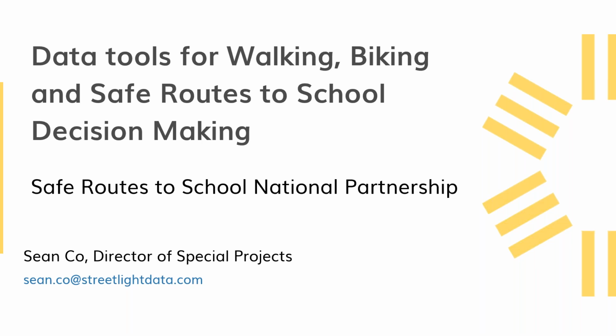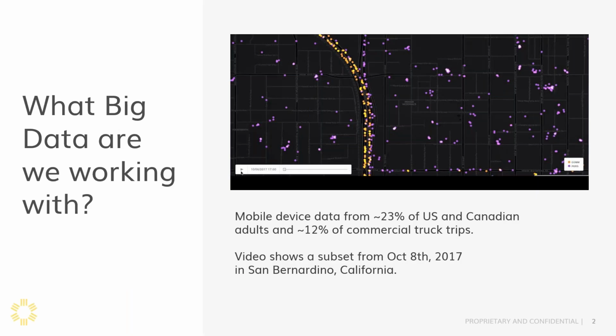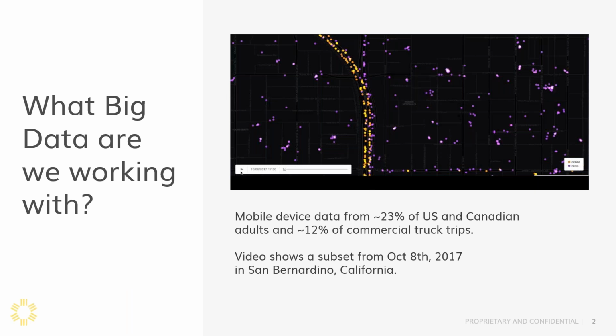Great. Thanks, Michelle. As Michelle mentioned, I'm at StreetLight Data. We are a company that works with public agencies all across the U.S., using big data to really help solve transportation problems. So how do we get our data? That's kind of the big question that we talk about a lot.